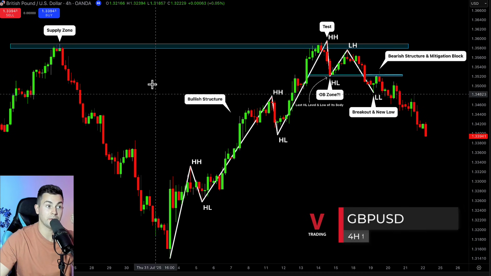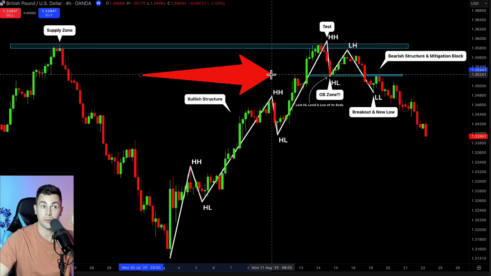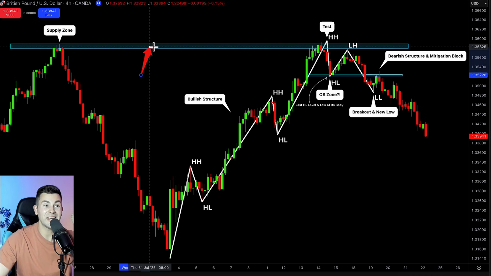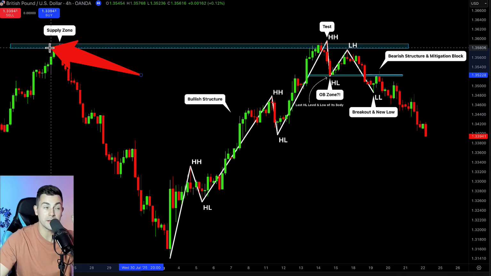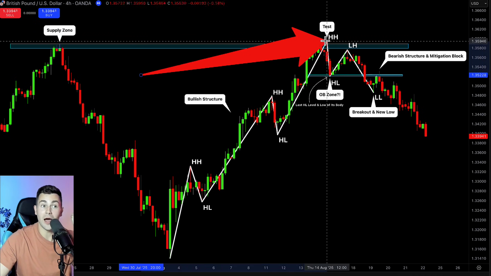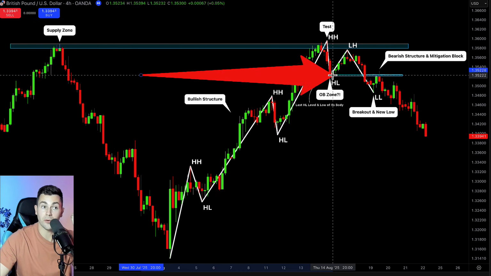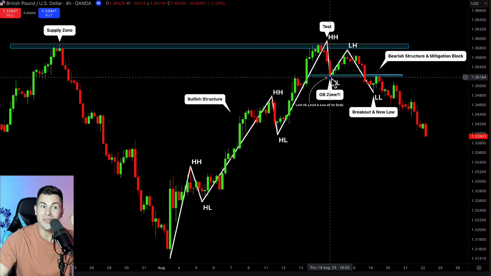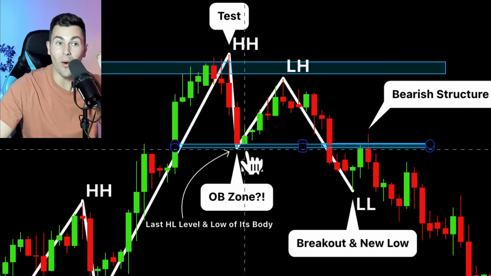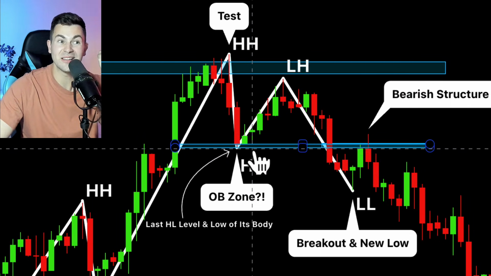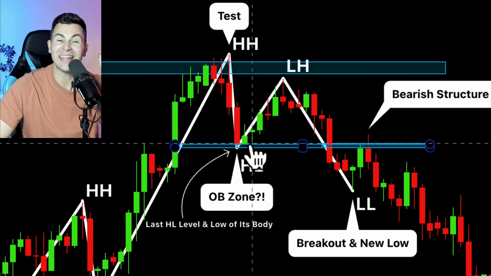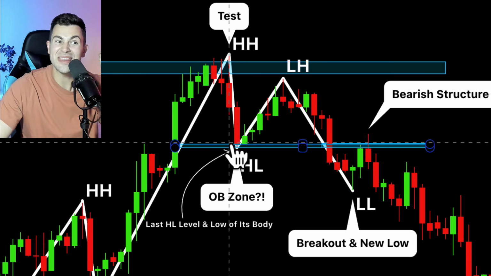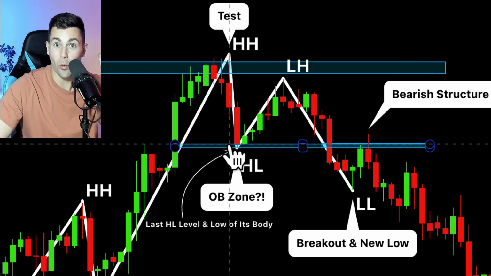You can see that first the market was bullish, trading in an uptrend, and then the market reached a historic significant liquidity supply zone. After a test of that structure, the market formed a potential order block zone. During this zone, we take the level of the last higher low as the lower boundary of that zone, and its upper boundary will be the low of the body of that candle.